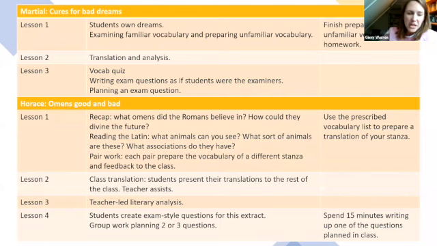Pair work, if I haven't taught it to them first, then I don't tend to get them to do pair work, just because even if you just give them a couplet, in my experience, they tend to feel quite overwhelmed by this unfamiliar Latin. So I would probably teach it to them first, and use pair work analysis as a plenary. But they could prepare the vocabulary of a different stanza together and feed back to the class.